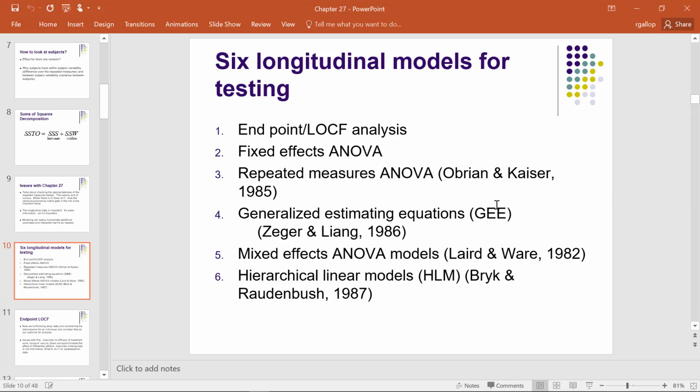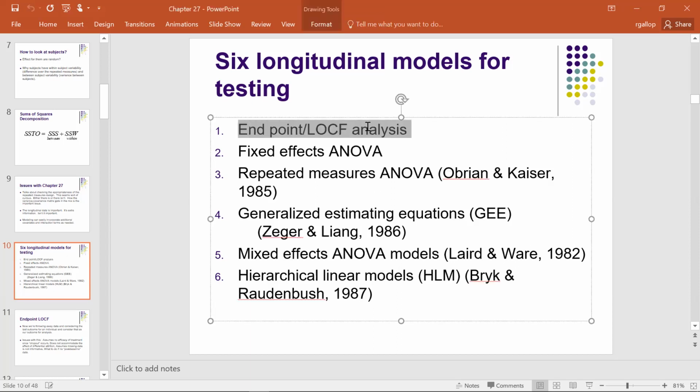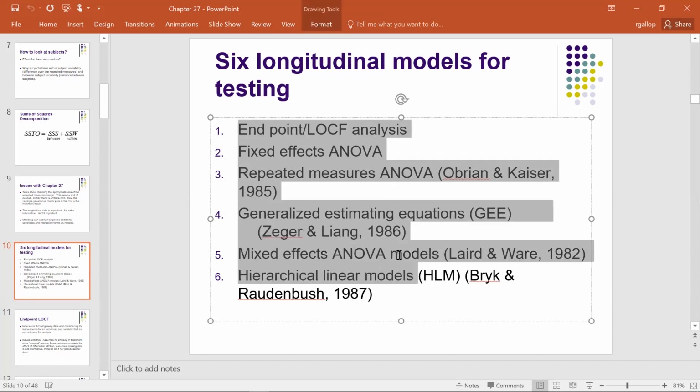In analyzing repeated measures data, a lot of people try different approaches: the endpoint LOCF, fixed effects ANOVA, basically ignoring the clustering of the data, repeated measures ANOVA, generalized estimating equations. We're going to look at one of the topics. So the very next topic is going to look at the mixed effects ANOVA model, and we're going to look at that as closing out the course. Hierarchical linear models, which again is a part of the LDA course.